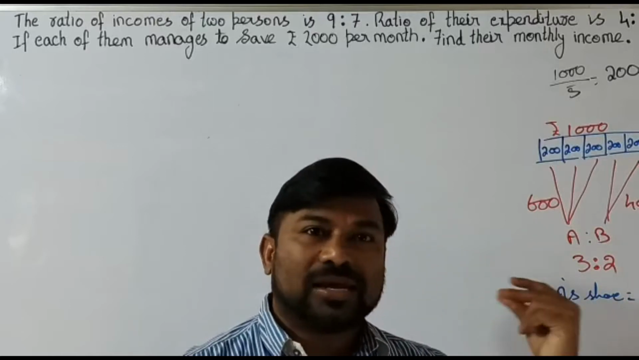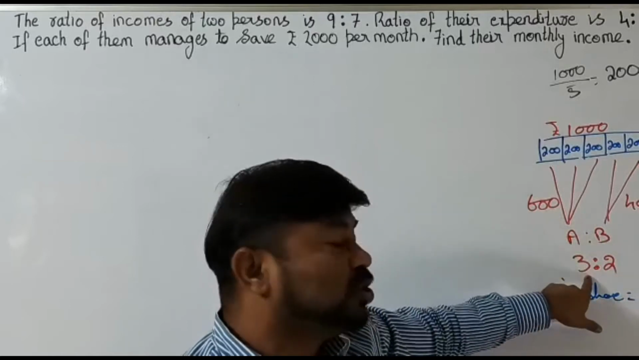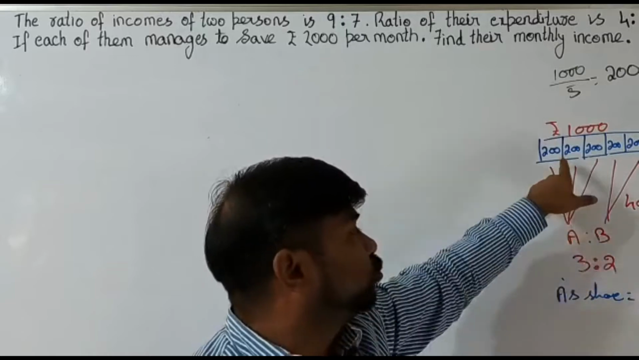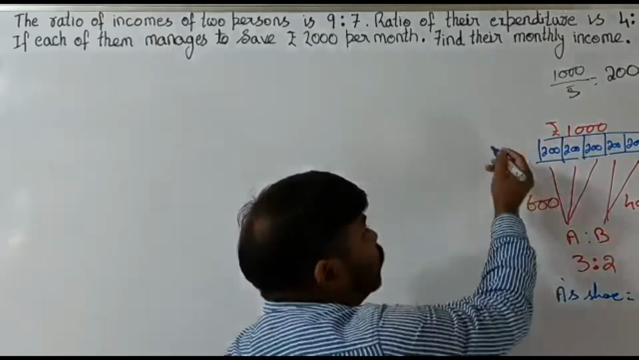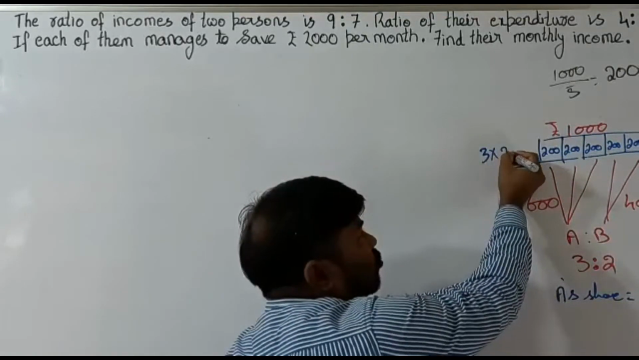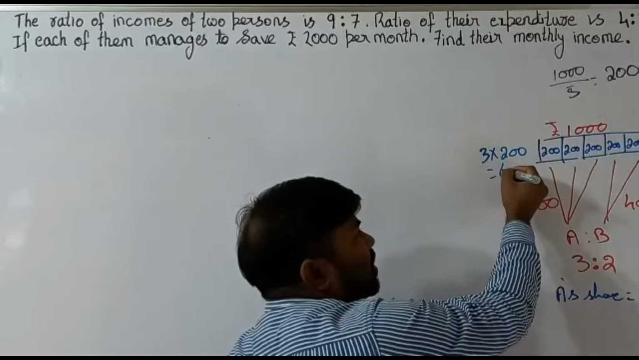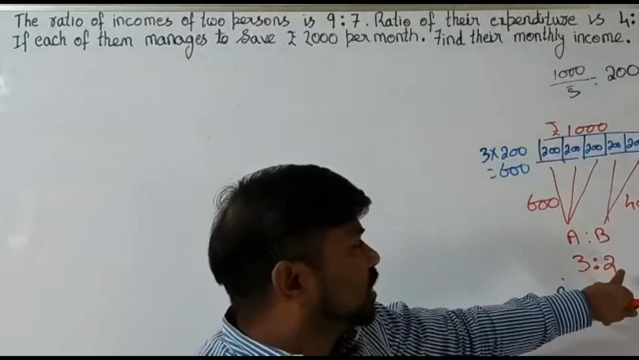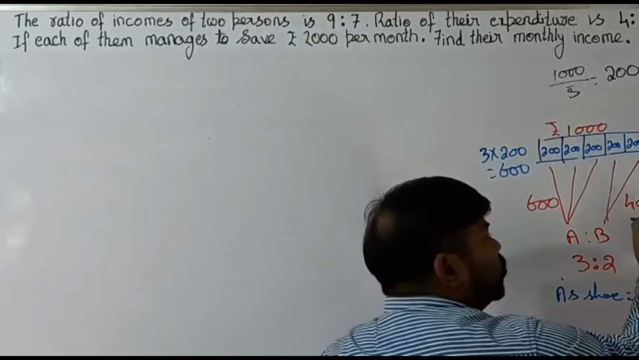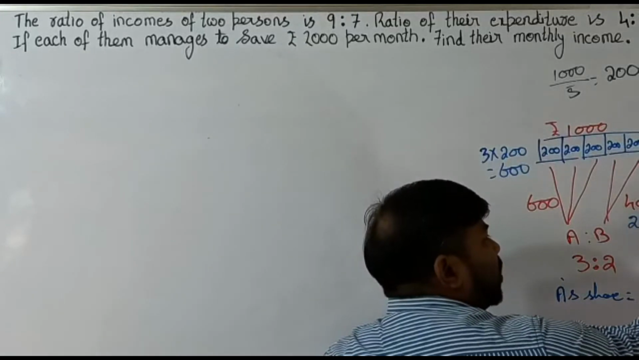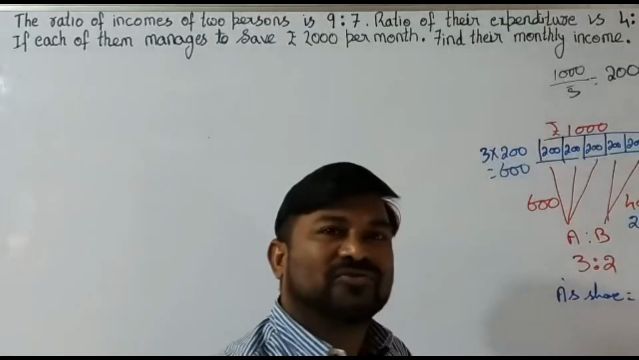Now I can calculate. So A is getting how many shares? 3, means 3 into 200. 3 into 200 is nothing but 600. In the same way, what is B's share? 2 into 200 equals 400.